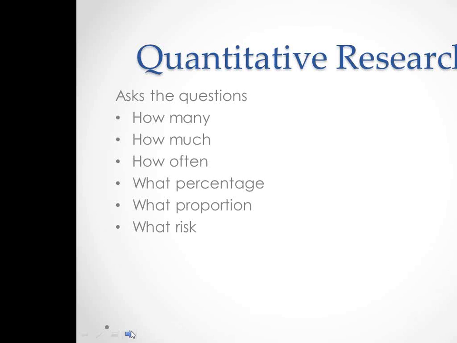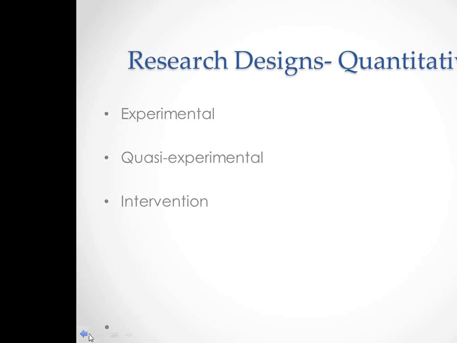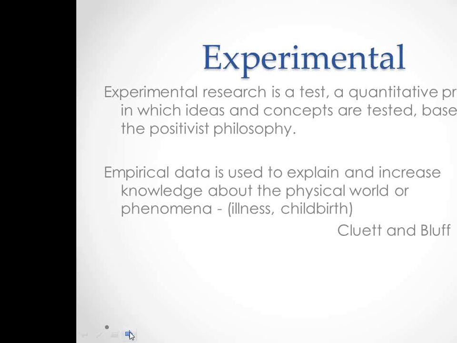What are we thinking? Well, an experiment is a very structured approach. Experimental research is a test. It's a quantitative process in which ideas, concepts are tested based on the positivist philosophy. It's gone back to that positivist paradigm. Empirical data is used to explain increased knowledge about a physical world or a phenomenon such as childbirth or illness. So if I'm doing an experiment, I'm going to physically collect data to explain something. I'm going to do an experiment.